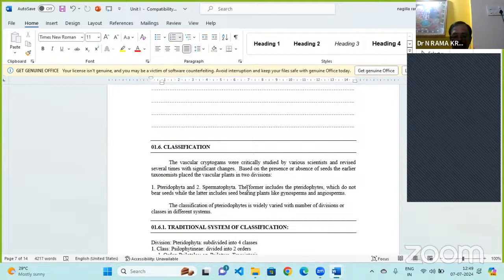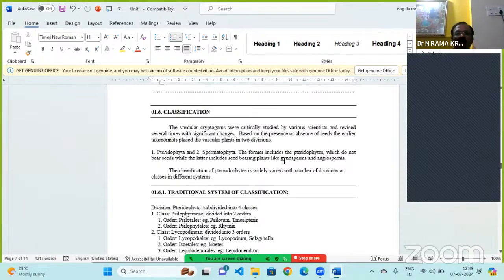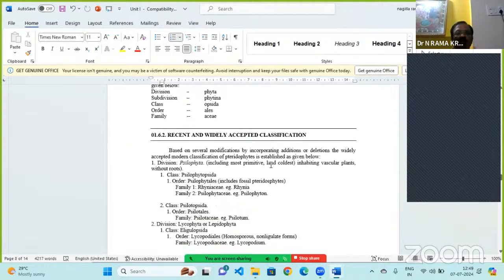Next, now you see here a little bit: what are the vascular elements of pteridophytes? So once again, life cycles. Where are the life cycles?